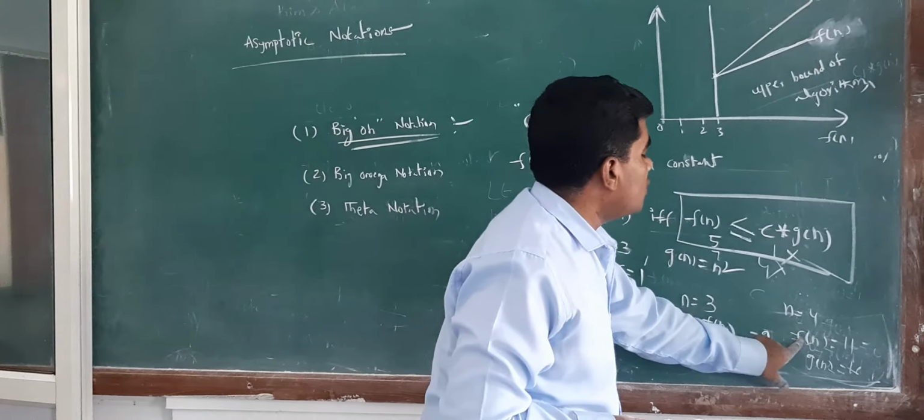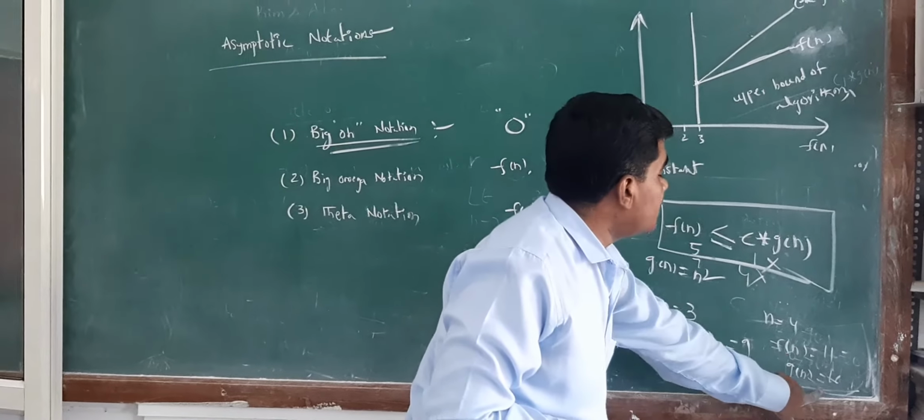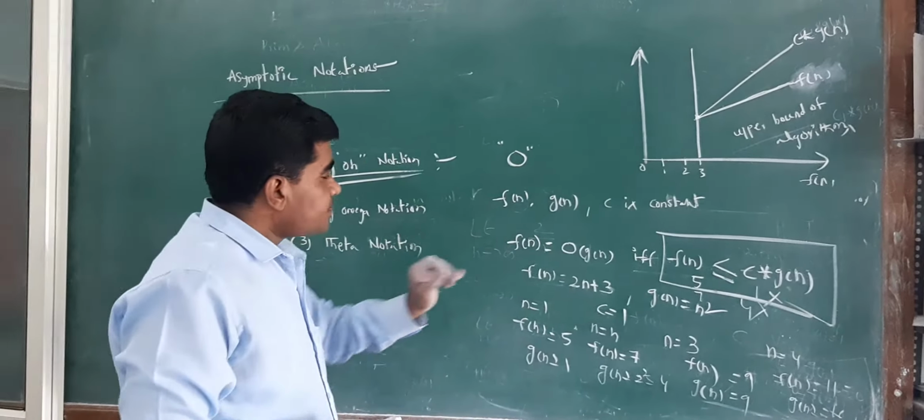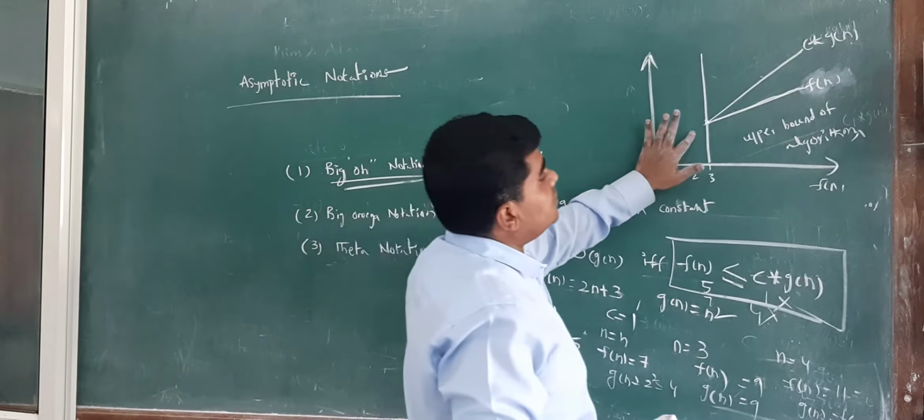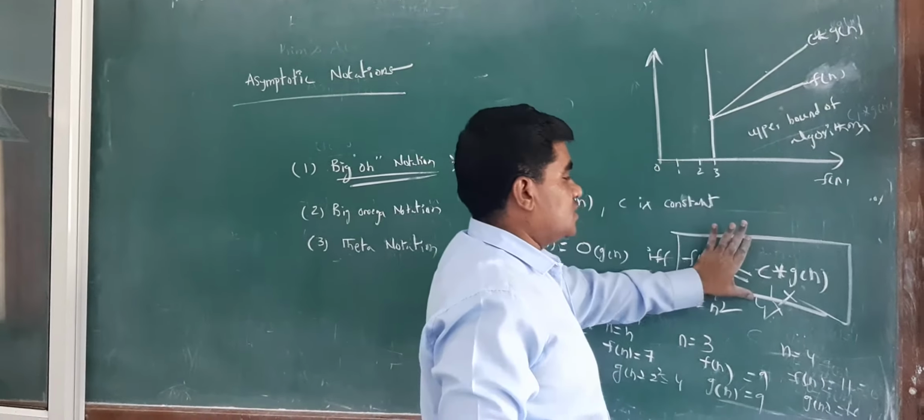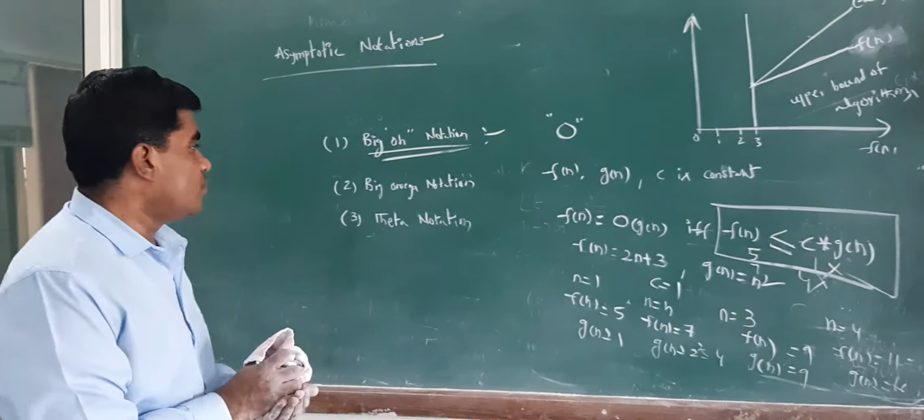N equal to 4, f of n equal to 11, g of n equal to 16. From n equal to 3 onwards, it is satisfying our condition. So that is the big O notation.